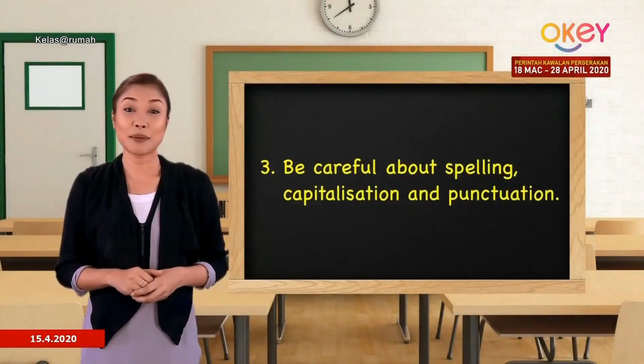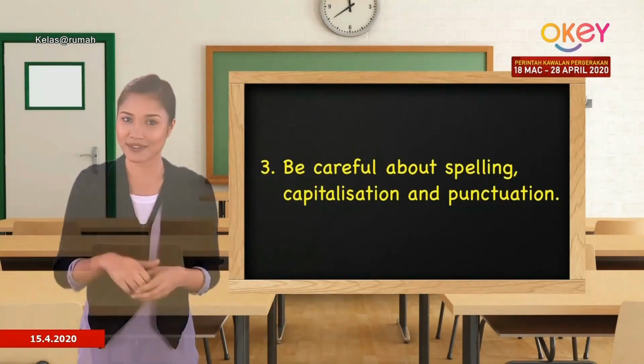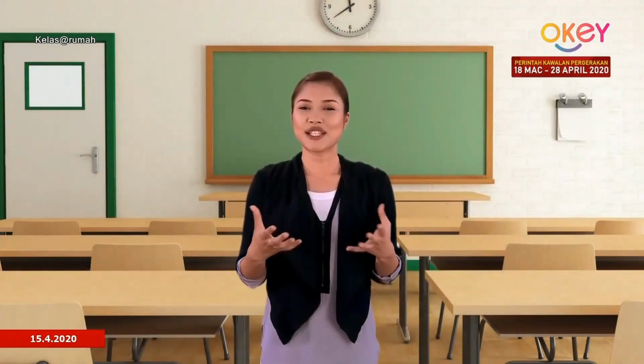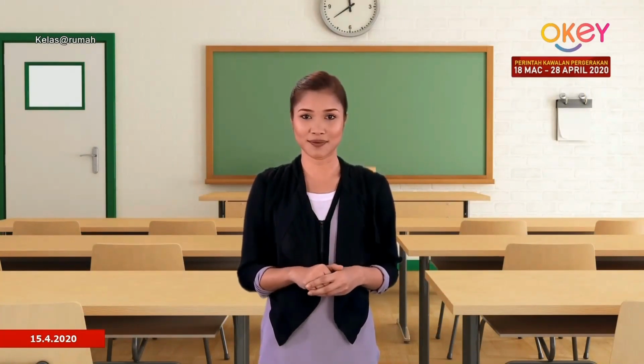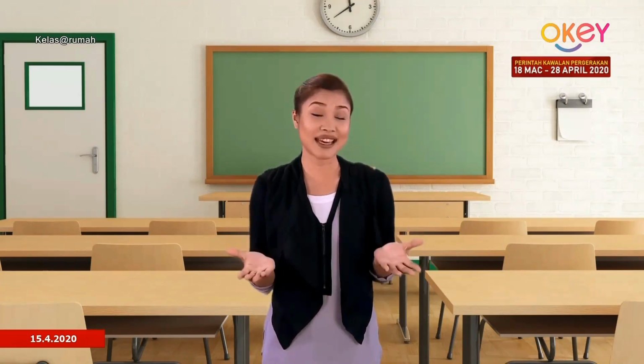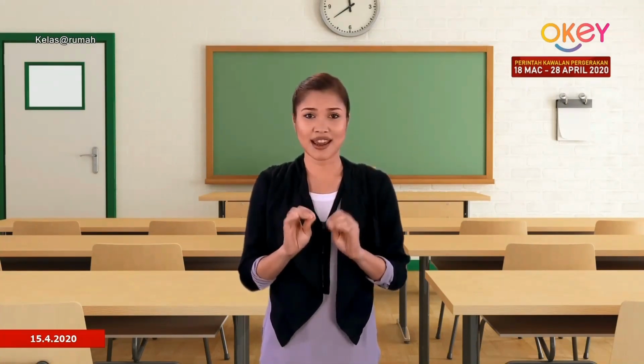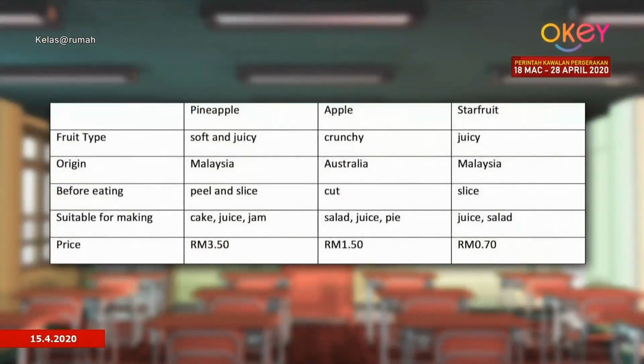Number 3. Be careful about spelling, capitalization, and punctuation. It's very easy to score for this section because the question is so straightforward. But with the time limit and the pressure from the exam, pupils tend to panic and they might get careless. No marks are given if you make the slightest spelling error. So pay close attention to how certain words are spelled. If the answers are written in capital letters, then make sure it is capitalized.